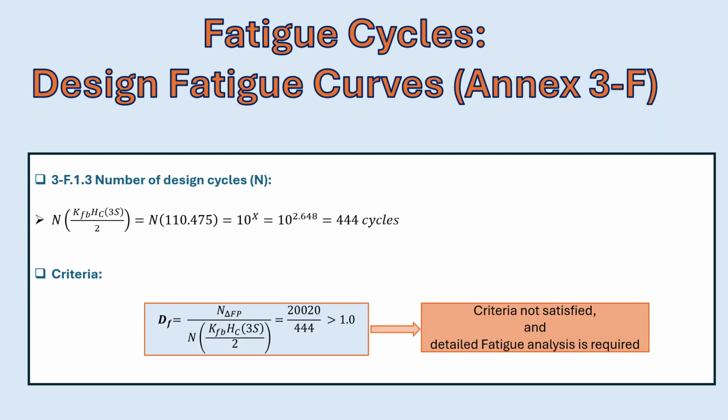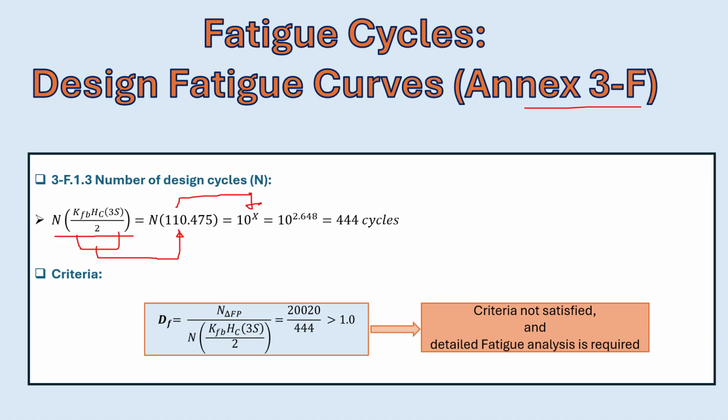Now the next step is to find the life. We are again using annex 3f. So the criteria says the life at this value, kf multiplied by sc multiplied by 3s divided by 2. This we found two slides back. This value becomes 110 ksi. So this is the alternating stress. We need to find the life at 110 ksi alternating stress, and the life of this is 10x.